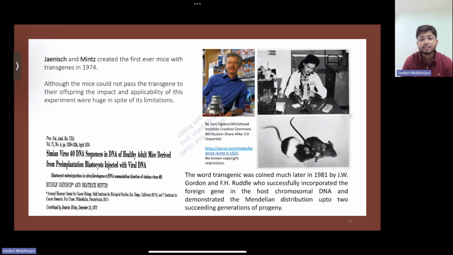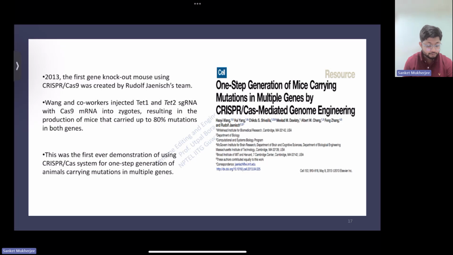They created the first ever transgenic mice. Although the mice could not pass the transgene to their offspring, the impact and applicability of this experiment were huge in spite of its limitation. And the word transgene was coined much later in 1981 by J.W. Gordon and F.H. Ruddle, who successfully incorporated the foreign gene in the host chromosomal DNA and demonstrated the Mendelian distribution up to two succeeding generations of progeny.